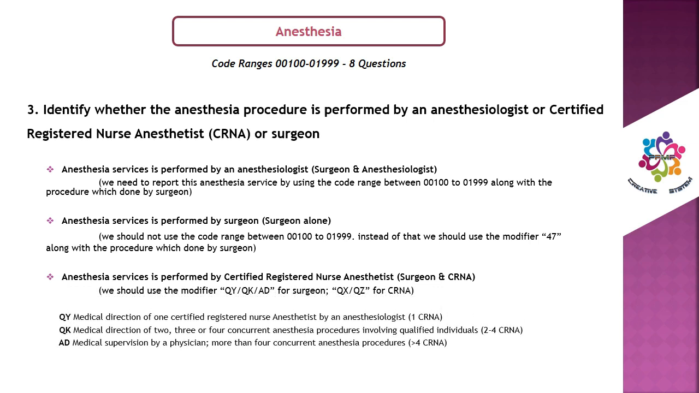Let's see the list of modifiers for physician. Example. If 1 CRNA is present, we need to use modifier QY. If 2 to 4 CRNA are present, we need to use modifier QK. If beyond 4 CRNA are present, we need to use modifier AD. Let's see the list of modifiers for CRNA. Example. If CRNA service is given under the medical direction of a physician, we need to use the modifier QX. If anesthesia service is directly given by the CRNA itself, without the medical direction of a physician, we need to use the modifier QZ.